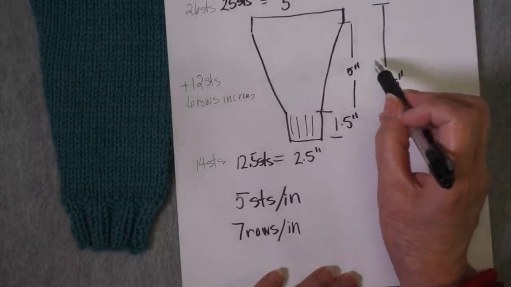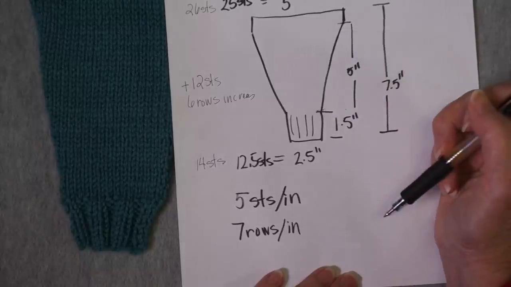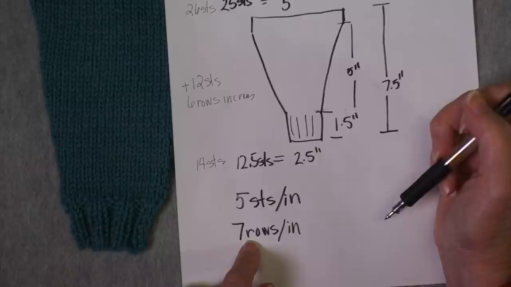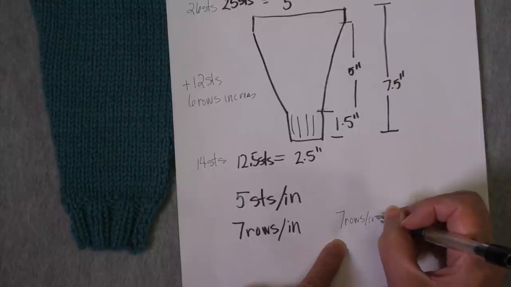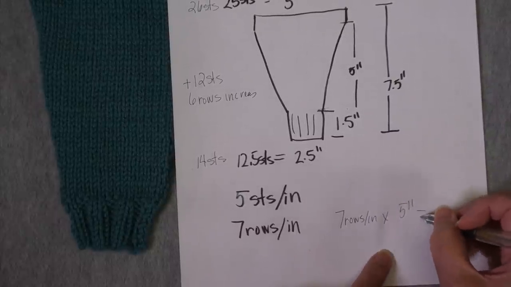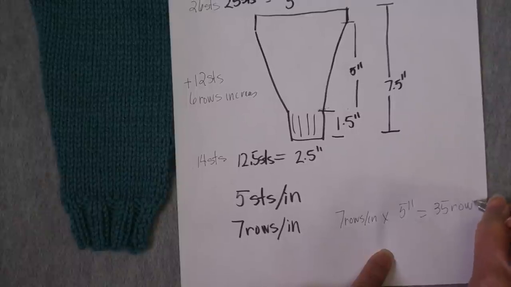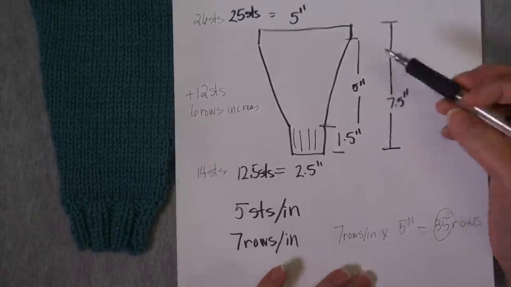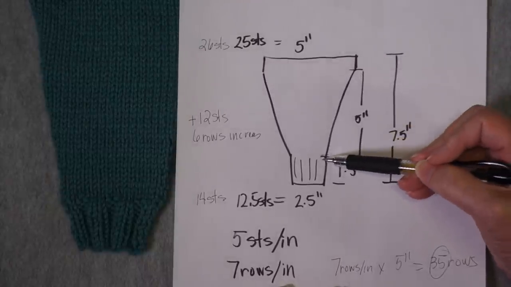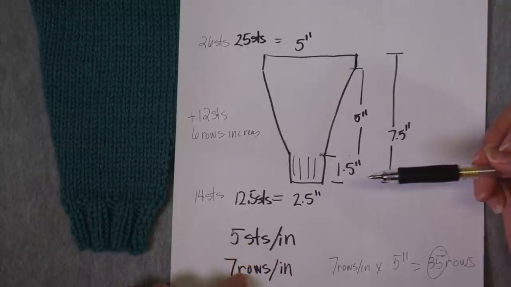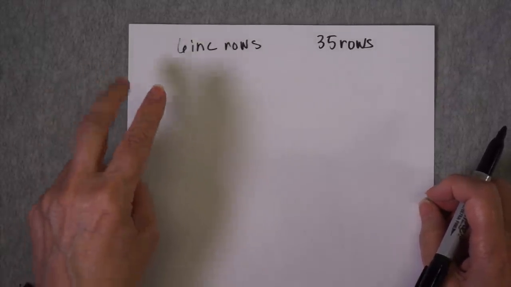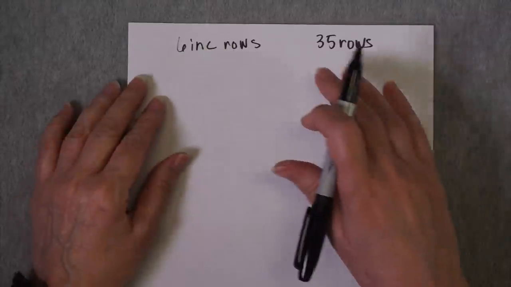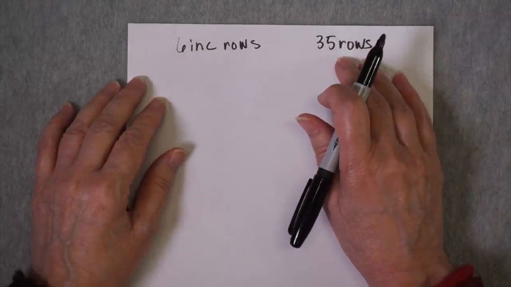So in my case, I want the shaped area to be 5 inches long, and I'm getting 7 rows per inch. So 7 rows per inch times 5 inches is equal to 35 rows. This is the total amount that this shaped area is going to be, 35 rows based on the row gauge that I'm getting. So we have to work these 6 increase rows. We have 2 increases on each of those increase rows, so 6 increase rows over a span of 35 rows.